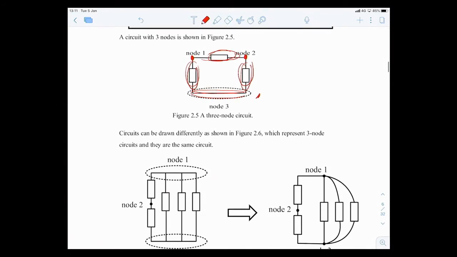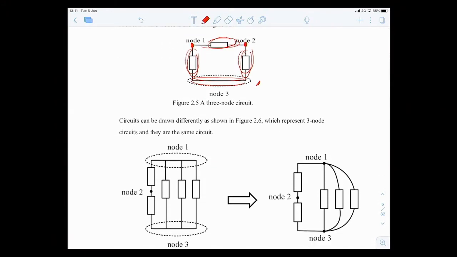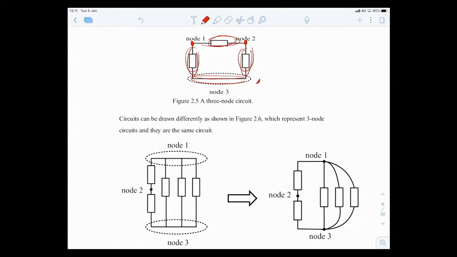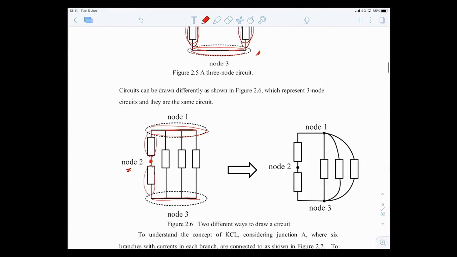Another example, in this case, there are also three nodes here. This is one node right here, with all of this connected, so four branches. This is another node, and this branch and this branch connect together, so this is another node. Many people will miss this one and say there are only two nodes, but there are actually three nodes. It can also be easily seen when we draw it like this, that this is one big node right here, this is another node, and this is another node. So these two figures are the same circuits.